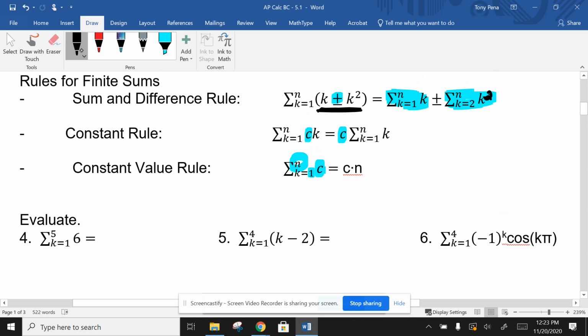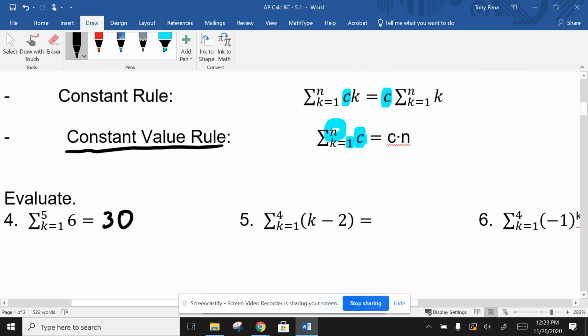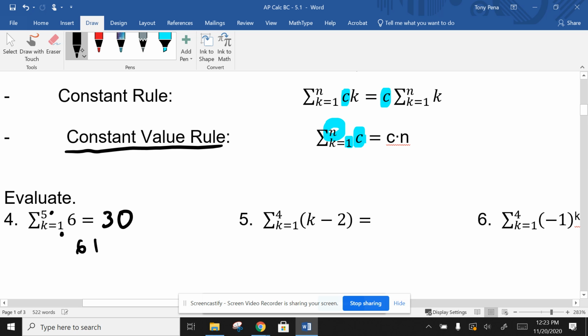According to our little constant rule right here, this answer has to be 6 times 5, which is 30. If you think about why that is, we should have 5 terms because I'm starting at a 1 and finishing at 5. And isn't every single one of those terms just the 6? So that's why we really just have 5 6s. So we can just multiply the 5 and 6 together and get our 30.